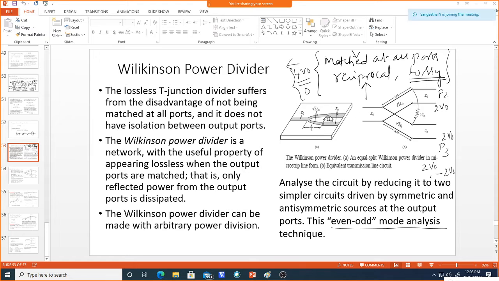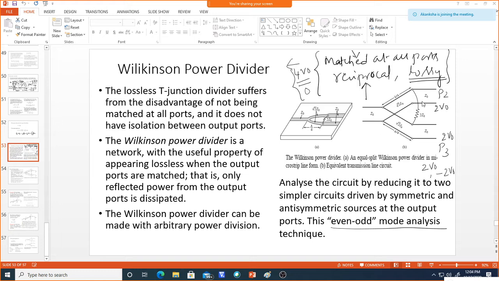So this is in the planar form. You can see here there is a resistor between port 2 and port 3, and this is the circuit schematic, or transmission line schematic. Now this is port 2 and this is port 3. In order to analyze this, we use the technique called even and odd mode analysis. Since the circuit is symmetric, we can use this technique for the analysis of this Wilkinson power divider. So what is meant by even mode?